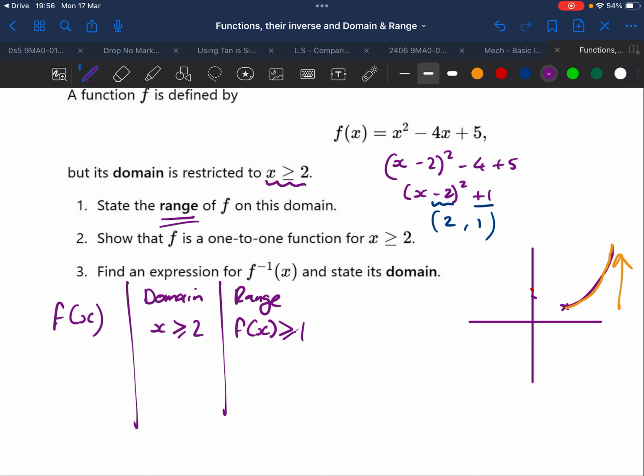So, what are we going to do next? Show that it's 1 to 1. So 1 to 1 means there's only one x value mapping to one y value. So you can see, because of the sketch here, that a y value only comes from one place, and an x value only leads to one place. So this is a 1 to 1 function. You know, a straight line would be a 1 to 1 function as well.